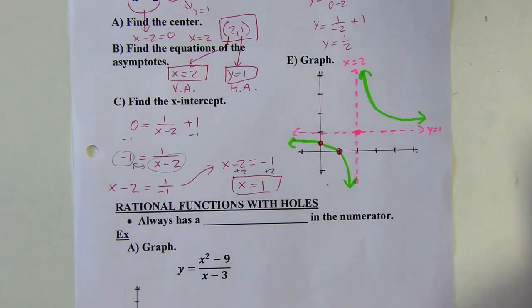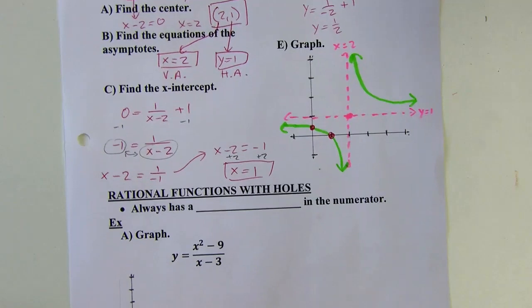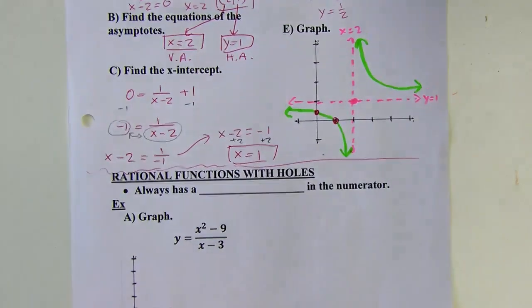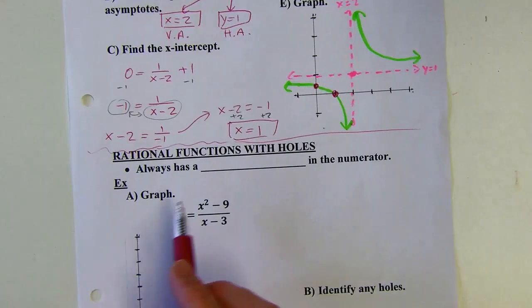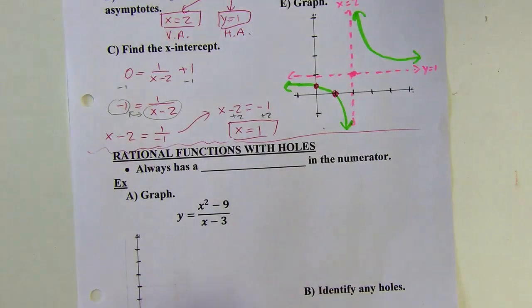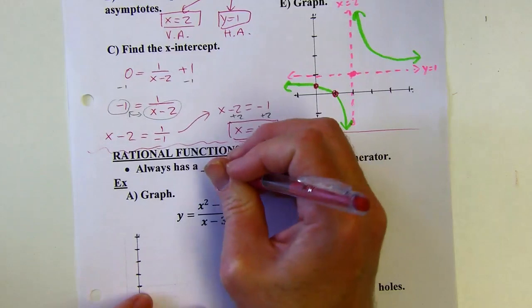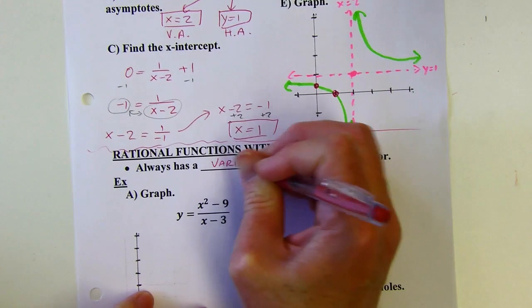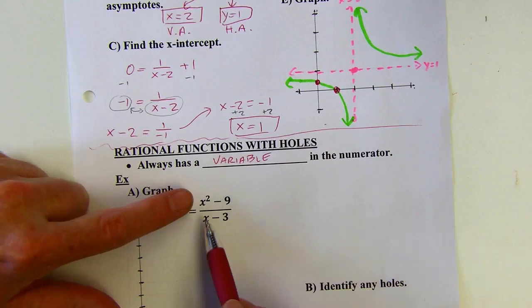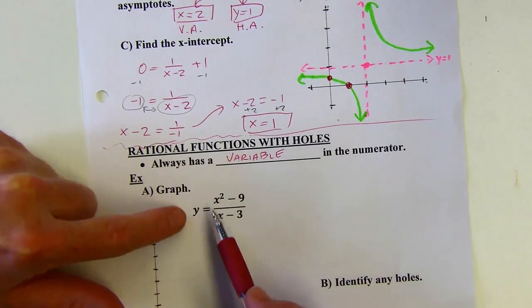Okay. All right. Rational functions with holes. I've got a whole second kind of rational function here. A rational function with a hole always is going to have a variable in the numerator. Okay, so I can see this problem's different than my crosshair ones because it's not just a number up top. There's a variable up there.